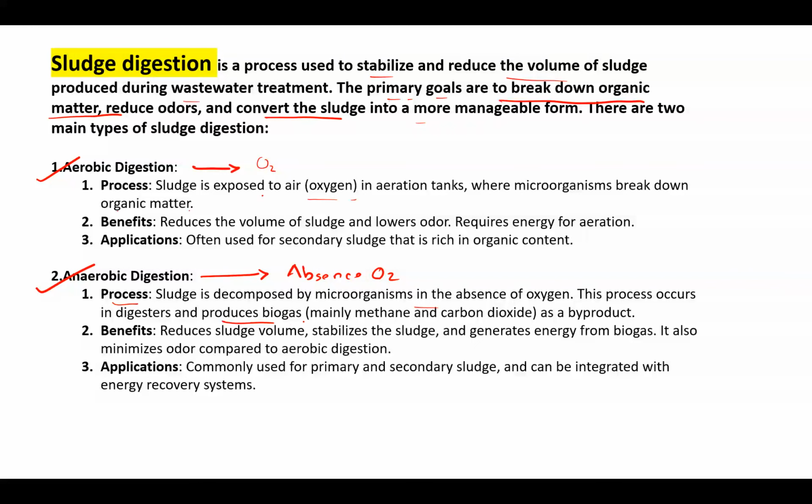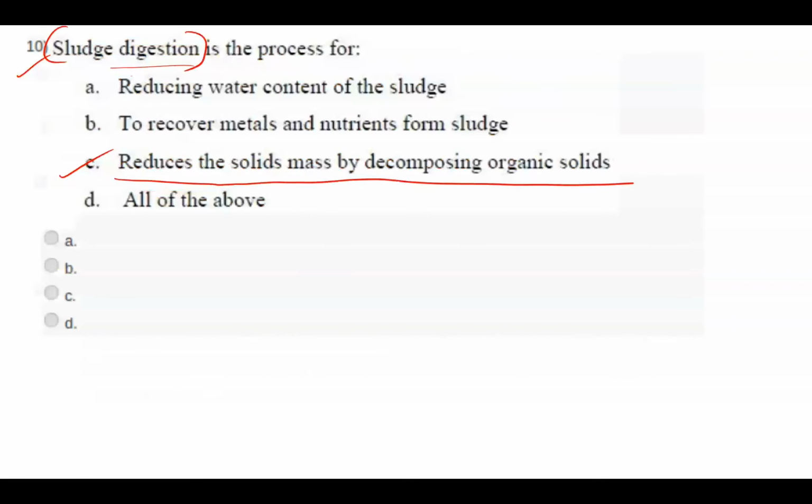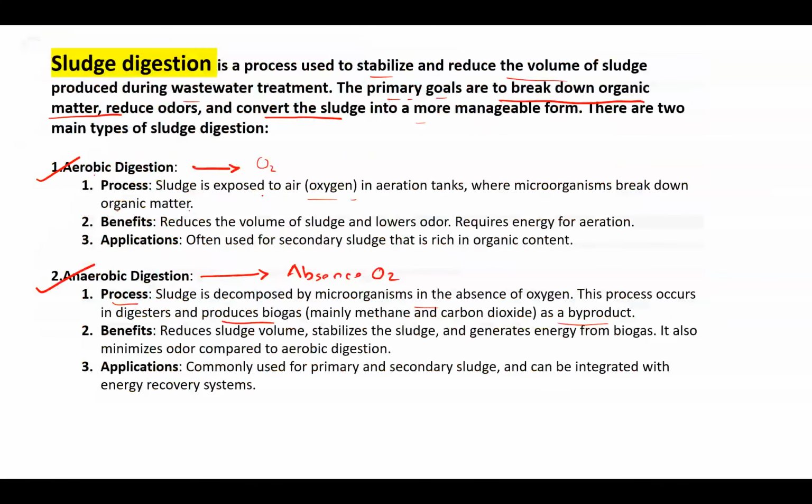So you know what biogas is. Here methane is there and carbon dioxide is there as the byproduct. So sludge digestion is mainly used to process the solid mass by decomposing the organic solids in the sludge. It is used to reduce the volume of the sludge, by either the aerobic digestion or anaerobic digestion process.